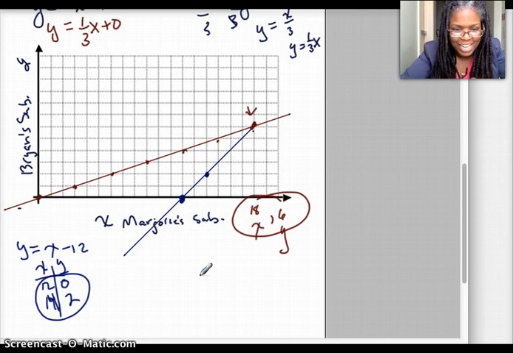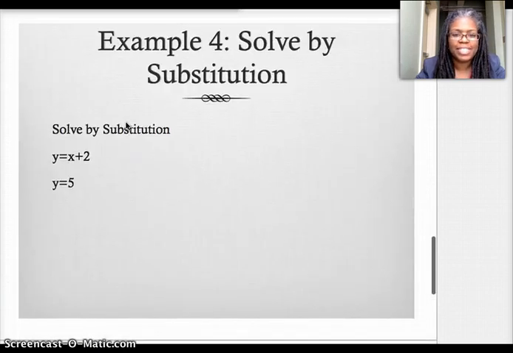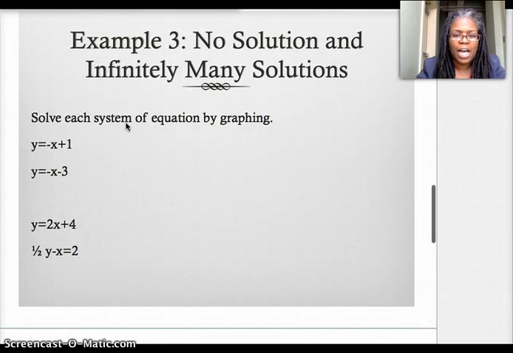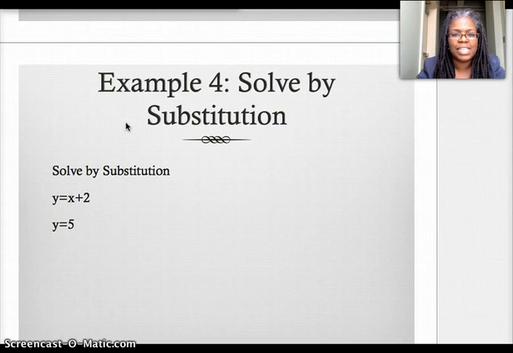Let's take a look at two more examples. I think I've been overexcited and I didn't look at the time. I don't think we have enough time to go through these two examples, so we'll make a part two. Here are our two examples. In one, we're going to look at different solutions that we might get, and the second example we'll see in the next video. We'll talk about substitution, which is really handy.